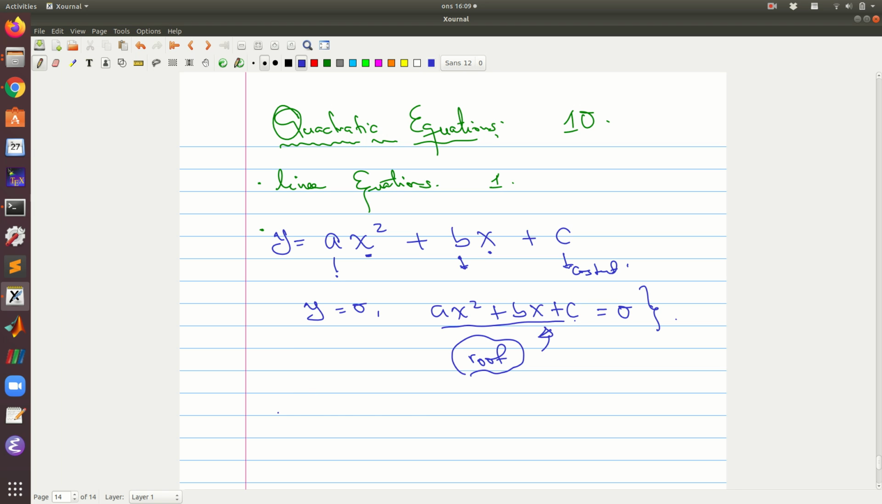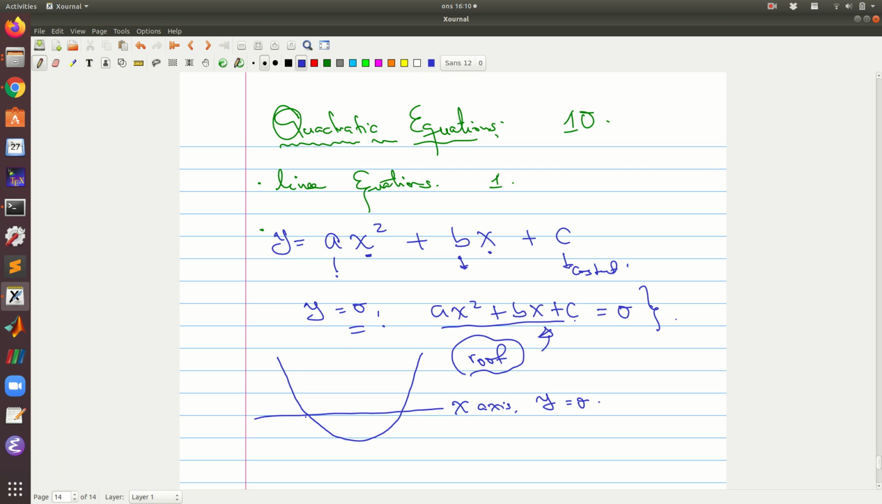Okay, and what are the roots? The roots are the points where that equation is cutting the x-axis, which we already know is the line y equals 0. So we shall later on see the shape that is cut out by such an equation here is a parabola. Okay, depending on the direction depends on the signs of the coefficients here.